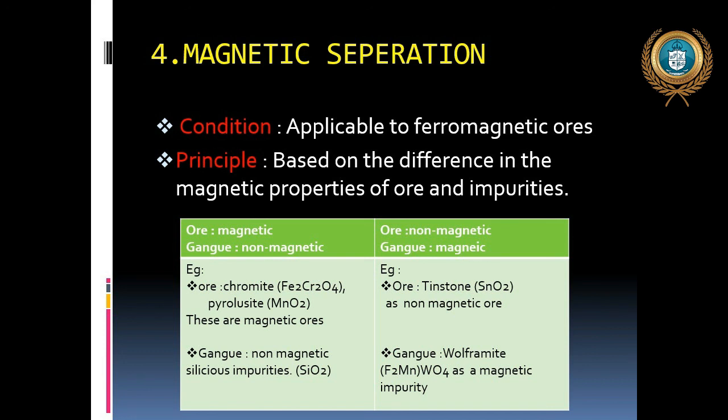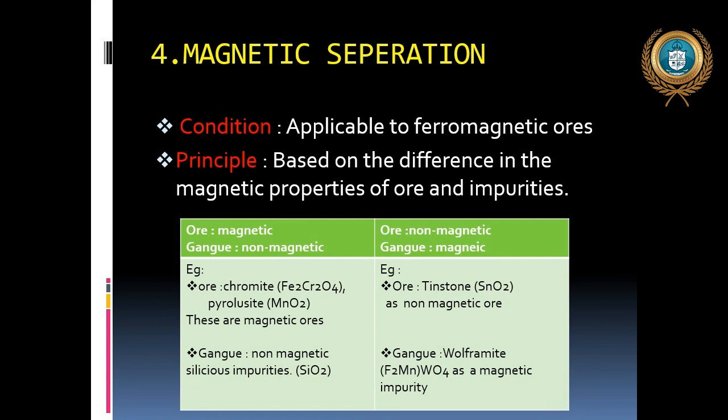It is an example for the first case, and for the second case ore has to be non-magnetic and gangue has to be magnetic. For this we can take the example of tin stone along with wolframite. Here tin stone acts as a non-magnetic ore and wolframite is a magnetic impurity. So what is the process here? It is explained in the video. So there will be an explanation also. So listen to the video clearly. Then I'll explain it later.